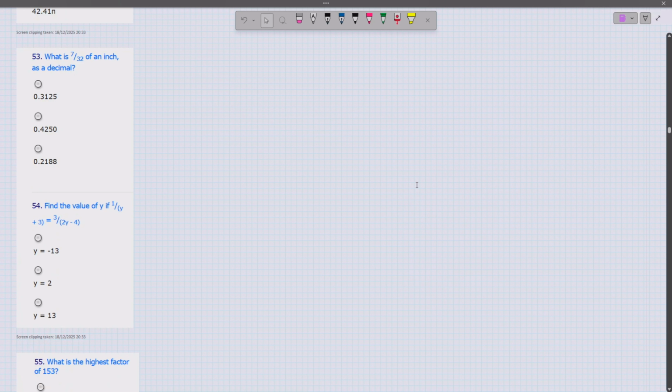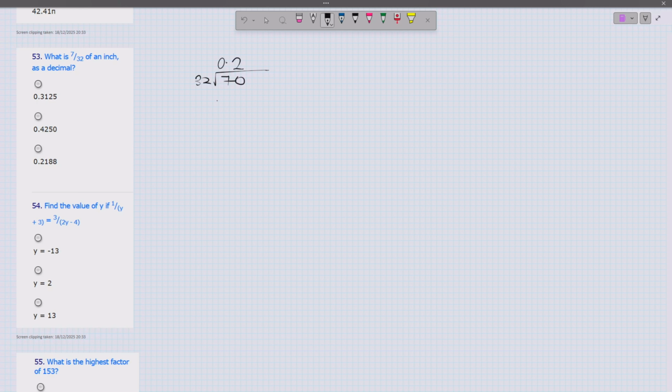53. What is 7/32 of an inch as a decimal? So you are dividing 7 by 32. You can solve this problem by the long division method. So if you have 32 into 7, since 7 can never be divided by 32, you write a 0 point here and add 0 to it. So that will be 70. 32 goes into 70.